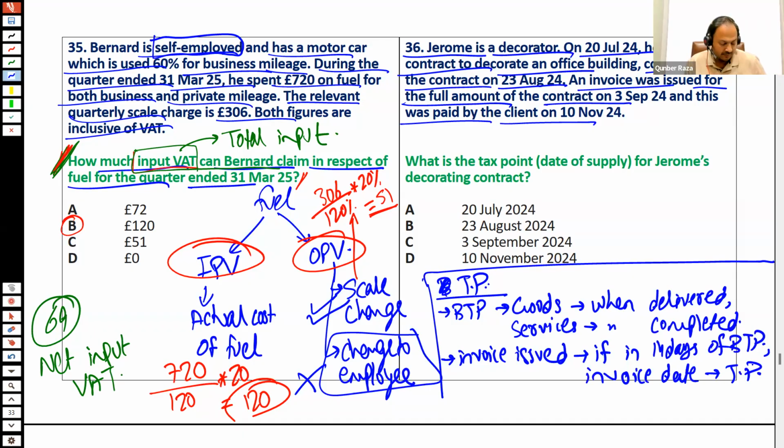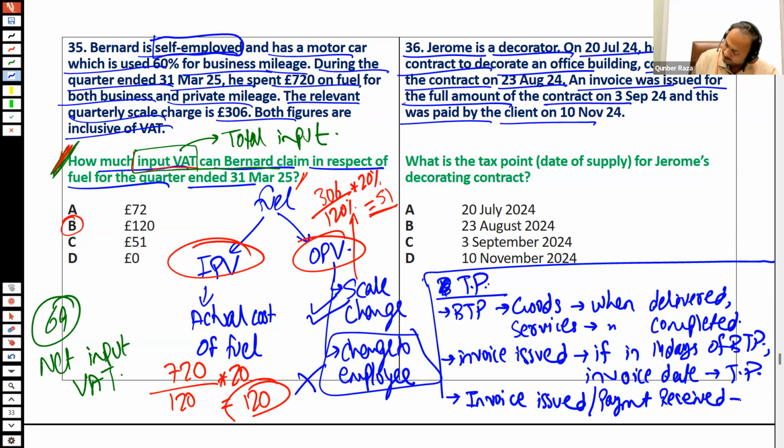Two things. Third, if invoice is issued or payment received before tax point, then this date becomes your tax point. This is the overall principle I mentioned. I did not relate it to the scenario.